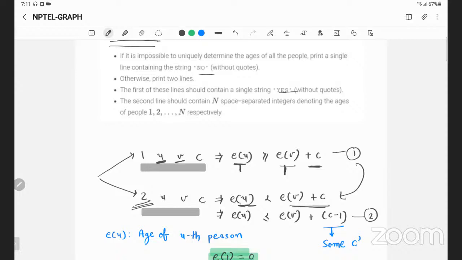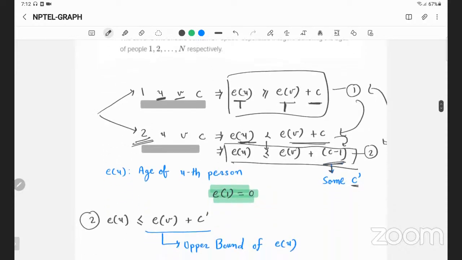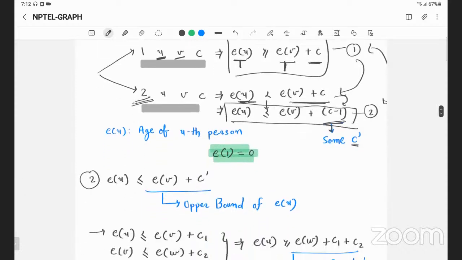And since all the ages are integers, if you want to convert this less-than sign to less-than-or-equal, we can just write C minus 1 instead of C. So we can write it as less than or equal to. So there will be these 2 types of inequalities. We can represent each piece of information by either this inequality or this inequality. And this C minus 1 is also just some constant C prime. Okay. So we'll be dealing with these 2 types of inequalities.